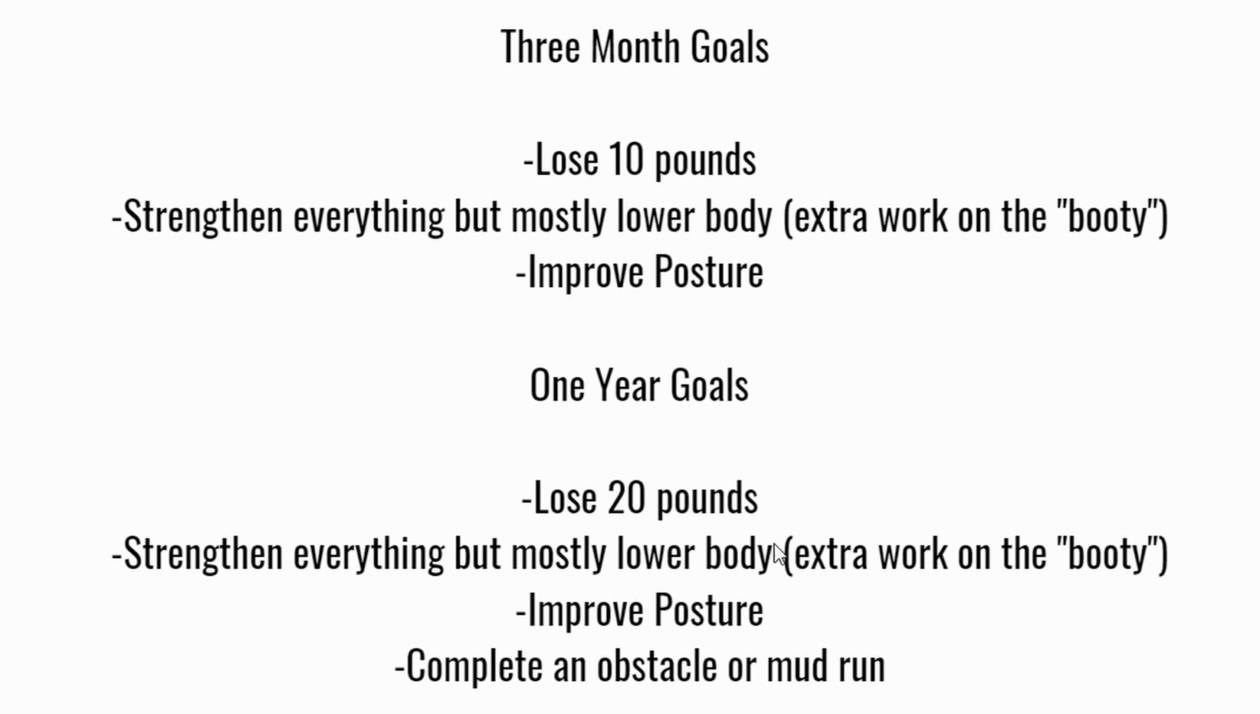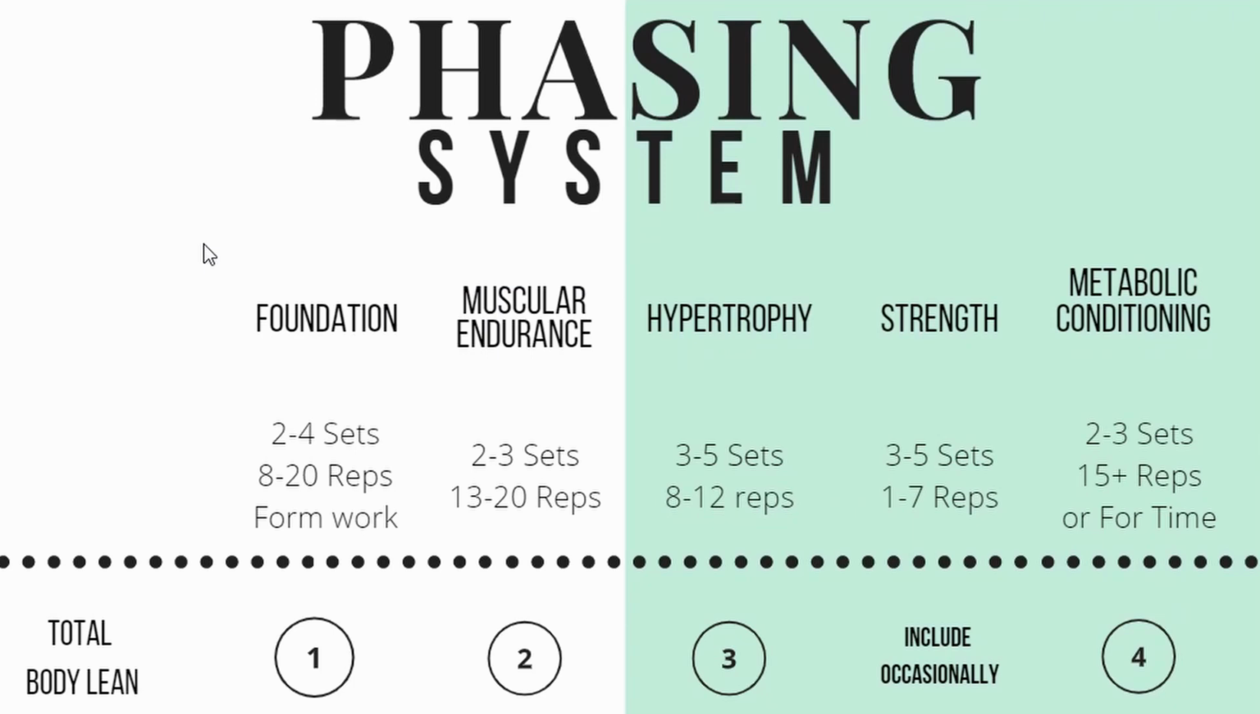Her 1-year goals are pretty similar. She wants to lose more weight, so 20 pounds. She also wants to complete an obstacle or mud run. No exact date on that yet, but it's something that she wants to do at some point in the next year. And before we go back to the workout chart, we're going to take a quick look at the phasing system chart.